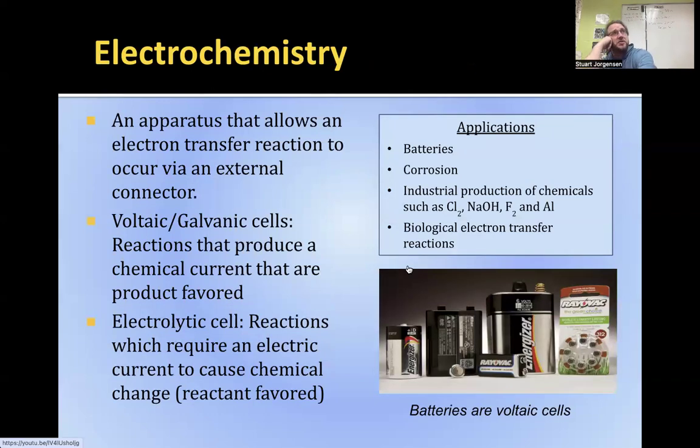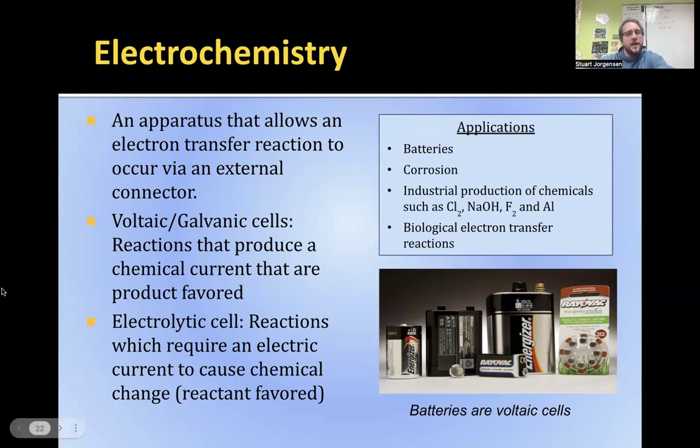Cool. Electrochemistry. We're talking about batteries. We're talking about any apparatus that allows us to transfer electrons via an external connector. Couple of terms here. If I was taking notes, I would get 2 and 3. You don't have to put all of it, but voltaic or galvanic cells, there's those names. These are spontaneous. These are AA batteries. They make free electricity that we can use to do stuff to a point till the reaction stops and it's no longer spontaneous and your battery is dead.